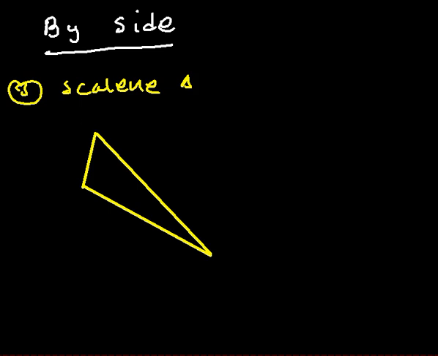So in this case, let's say this is the triangle A, B, C. This side is not the same as this, not the same as this. Otherwise, the sides are dissimilar. And if that is the case, then even the internal angles are not the same as well. That is for the scalene triangle.